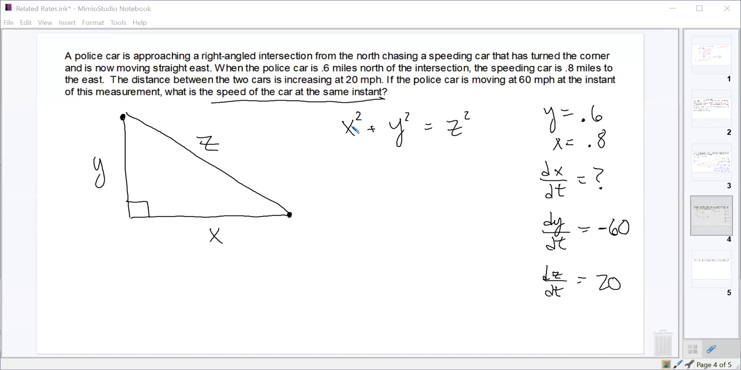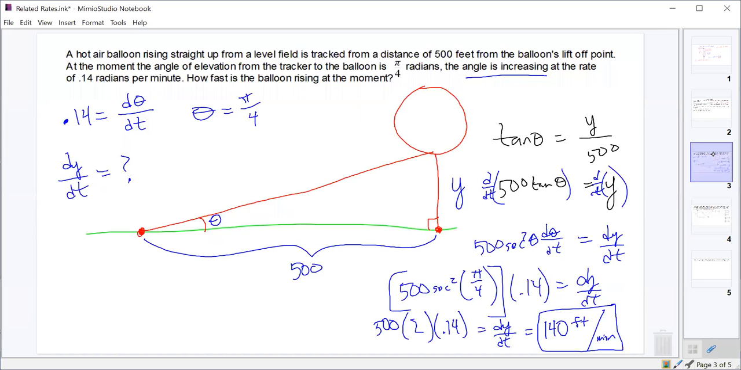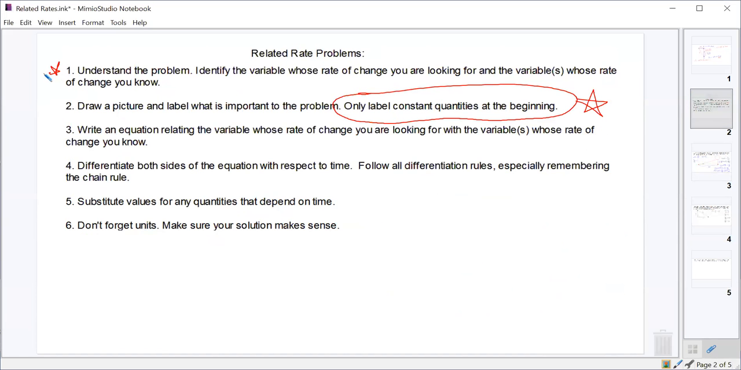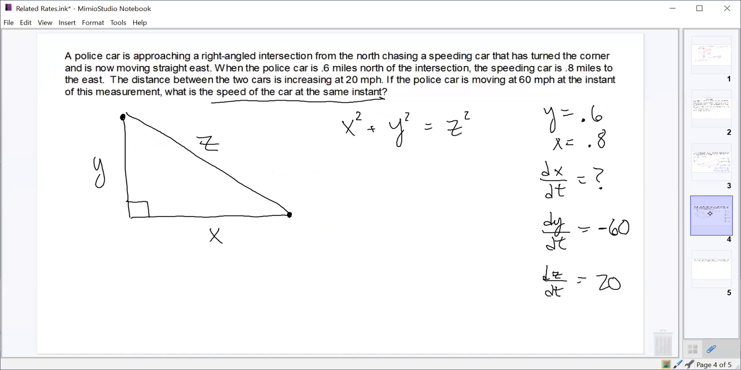What do we need to do with it? We've understood the problem. We've drawn our picture and labeled it. We've written our equation. We have to now take the derivative of both sides with respect to time. So what's the derivative of x squared with respect to t? Two x times dx/dt. Good. 2x dx/dt. What about of y squared?